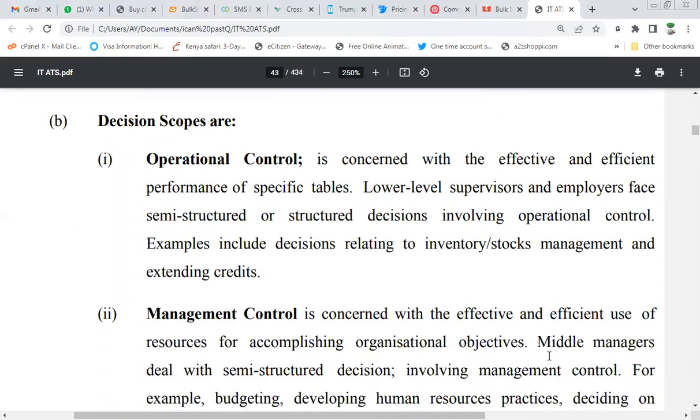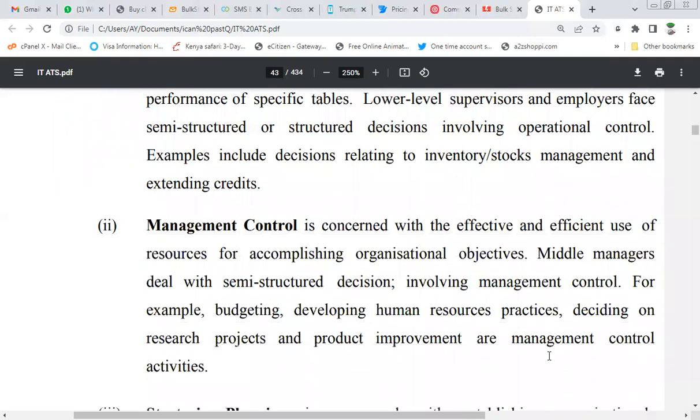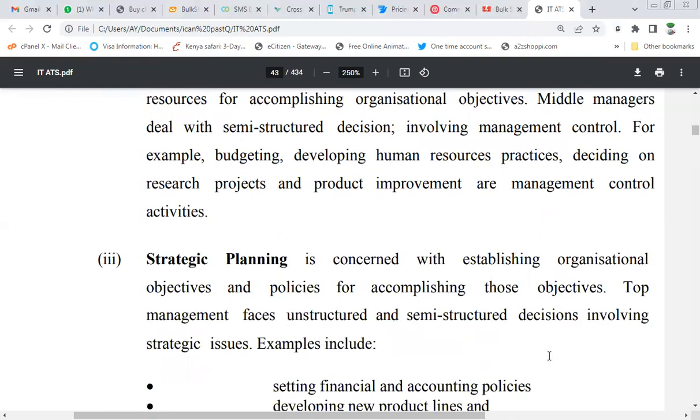Examples include decisions relating to inventory, stock management, and extended credit. Management control is concerned with the effective and efficient use of resources for accomplishing organizational objectives. Middle managers deal with semi-structured decisions involving management control. For example, budgeting, developing human resource practice, deciding research projects and product improvement and management control system.